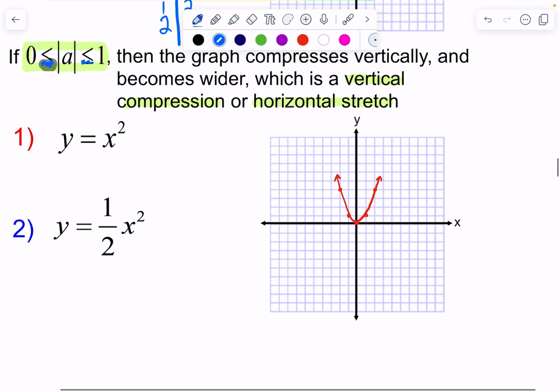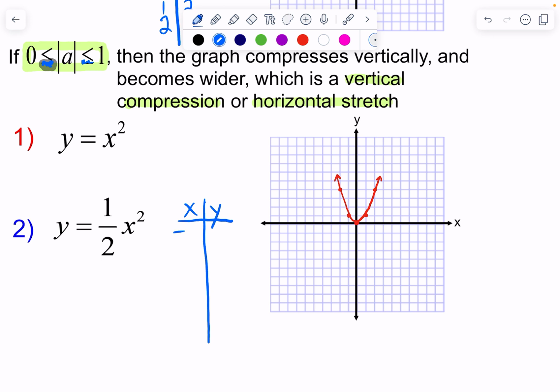Once again we have the parent function in red. Let's graph y equals 1/2 x squared in blue so you can see what happens in a vertical compression. Remember that whenever you have an a that's a fraction, use multiples of the denominator, so that way you don't have any fractions. I'm going to use -4, -2, 0, 2, and 4. So we've got -16 over 2 is 8. 2 over 2 is 1, 0, 0, 2, 1, and 4, 8.